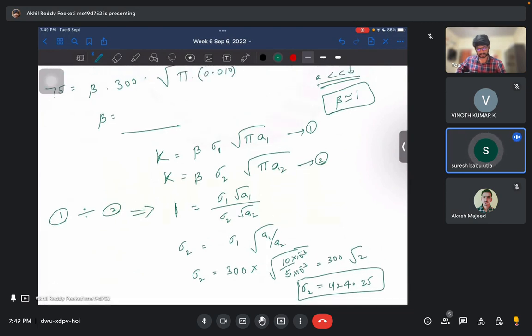For 300 root 2, so 424. So 300 into the square root of 2, yes, 424.26. I think you have a similar question in your book also. There also the crack length is changed, and you are supposed to find the new nominal stress at which it fails.